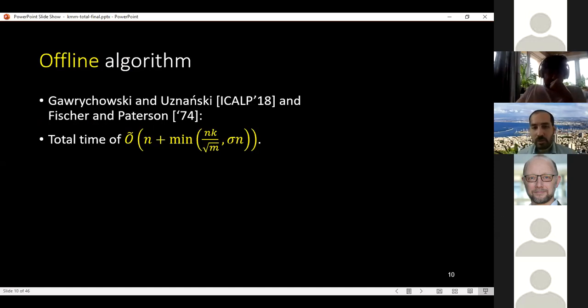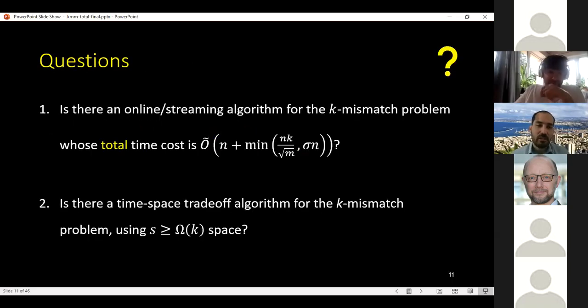And when we compare the state-of-the-art algorithms in the streaming settings and in the offline settings, two questions arise. The first question is, although the time per character of the streaming algorithm is optimal due to the conditional bound, maybe we can have a total running time which matches the offline algorithm. Because now the total running time is n times square root k up to polylog. Can we improve it to a total time of the minimum between nk over square root m and sigma n?